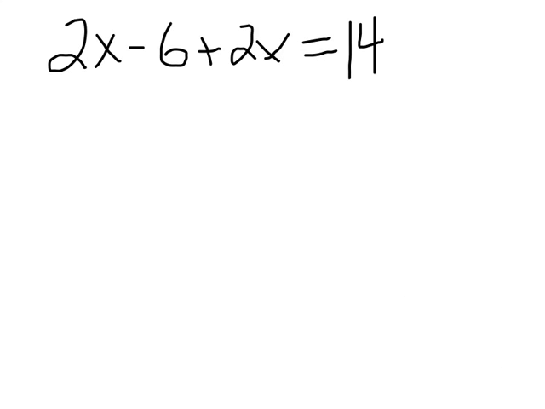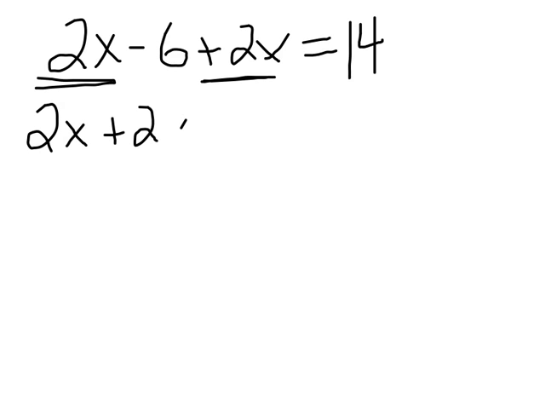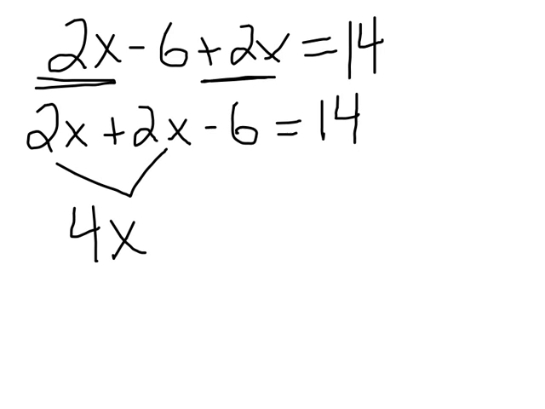All right, guys. 2x minus 6 plus 2x equals 14. First step here that I'm going to do is combine any like terms that are on the same side of my equal sign. So I have like terms here and here. I'm going to rewrite them so they're next to each other. 2x plus 2x minus 6 equals 14. Now 2x plus 2x will give me 4x. Bring down my negative 6 as I haven't used it. And my 14. Now this becomes super simple.